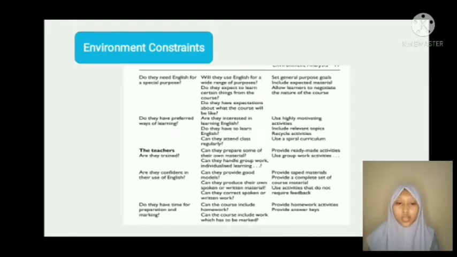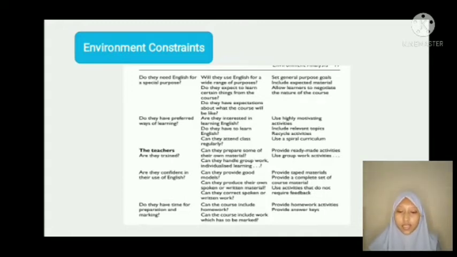Will they use English for a wide range of purposes? If yes, we set general purposes goals. Next, do they expect to learn certain things from the course? And do they have expectations about what the course will be like? If yes, allow learners to negotiate the nature of the course. For example, we discuss the course with the learners, ask what they expect, and then take the learners' opinions into consideration.